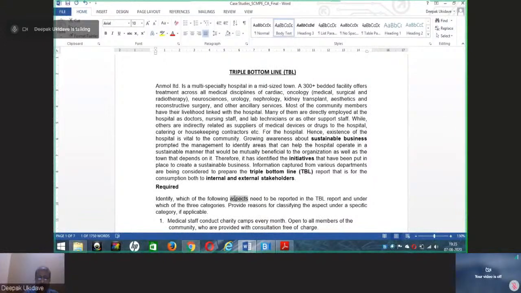Sometimes what happens in the exam, the question asked is X and students answer Y. Or they may only say people, planet. The last case study we understood in terms of only people, planet and profit. So if you write one word like this, obviously you have not responded to the question that is asked in the exam. You should be able to respond or hit the bullseye, write the answer to the question that is asked for. So aspects which need to be reported. That is what you have to highlight. Aspects which need to be reported. And under which category. So three categories are important. So these things I have highlighted.